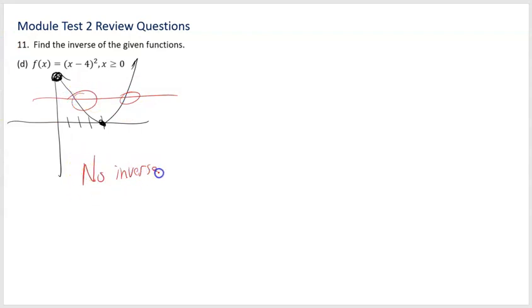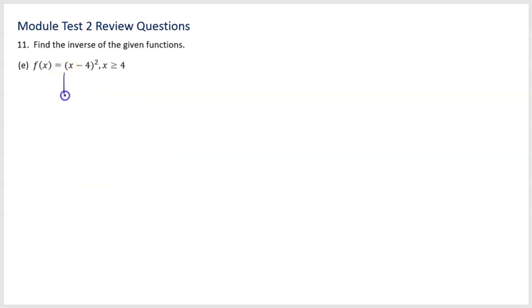And there's nothing else we can do to the problem. If it doesn't have an inverse, it doesn't have an inverse. We can't go any further. But for problem E, again, same parabola, shifted 4 units to the right, but it says only graph it for x greater than or equal to 4. There we are, y'all. That guy has an inverse because it passes the horizontal line test. So that means we can keep going with this problem.